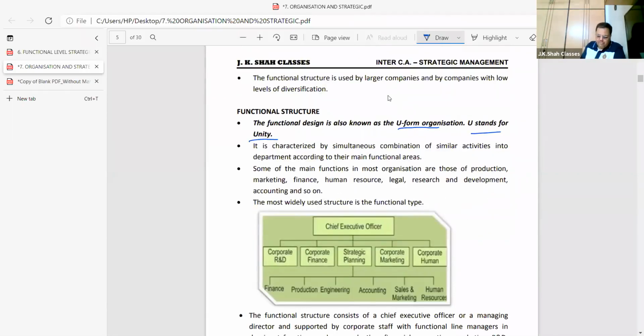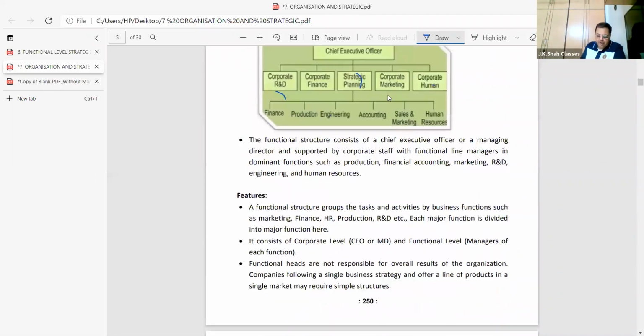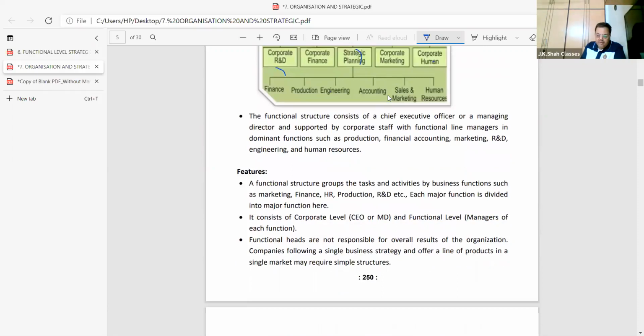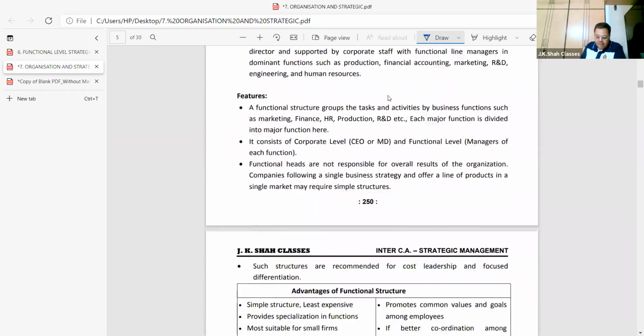See, we can have this like this, Chief Executive Officer. Then in the corporate level, you have R&D, corporate finance, strategic planning, marketing, corporate human development. And then in strategic planning, we have finance department, production, accounts. Functional structure groups the tasks and activities by business function: marketing, finance, HR, production, etc. Each major function is divided into sub-functions that consist of all that.